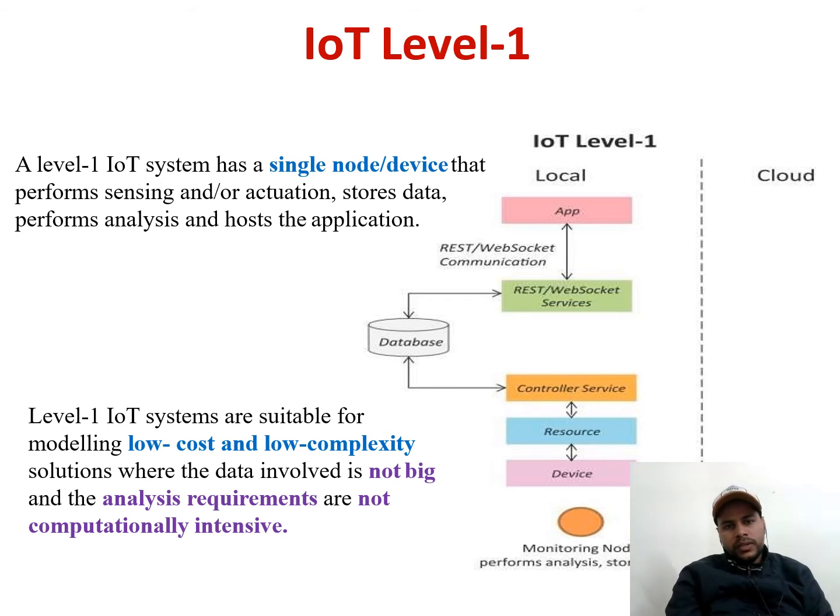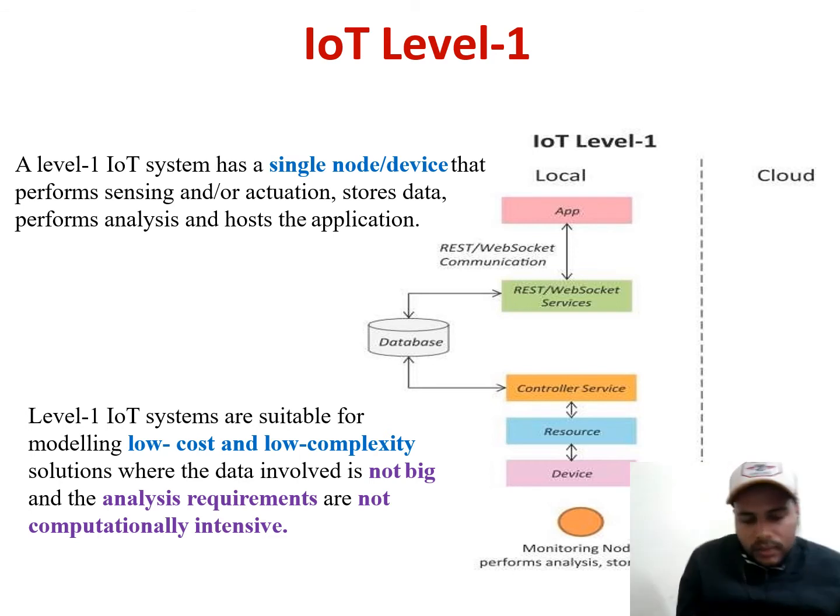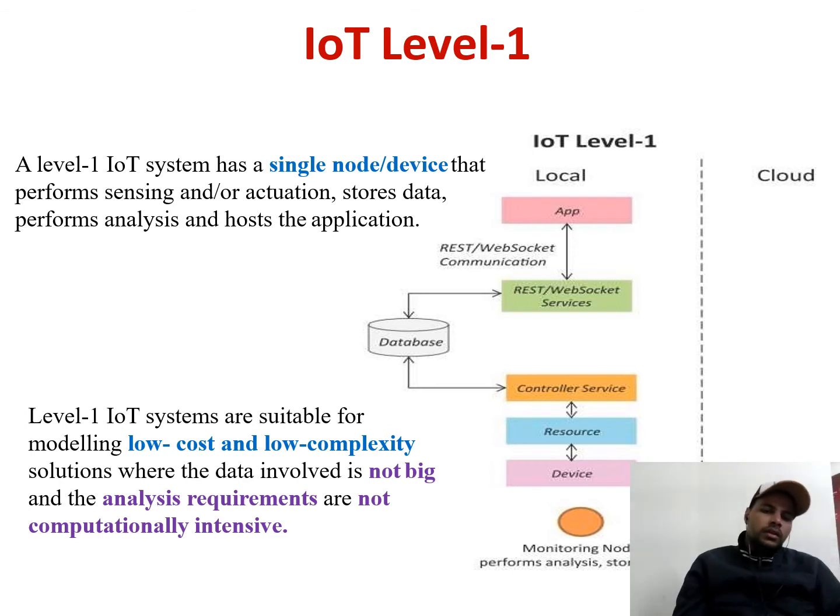Now we will study about various IoT levels used when implementing our IoT product. First one is IoT level 1. A level 1 IoT system has a single node device that performs sensing, actuation, stores data, performs analysis, and hosts the application. It is having a single node that performs sensing, it actually senses the data with the help of sensors or actuators. It also stores the data, performs analysis, and also hosts the application.